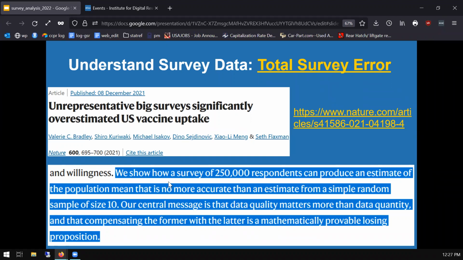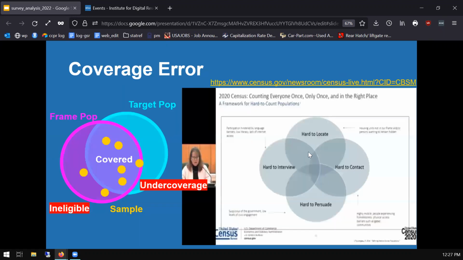I'm sure there's a lot of assumptions going into this. You can take a more in-depth look at criticisms of the paper on your own time.